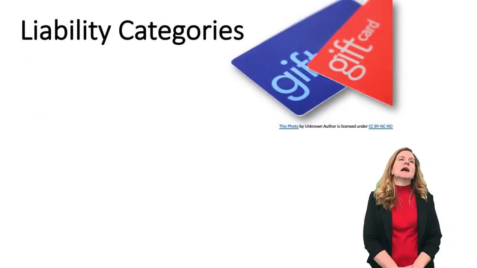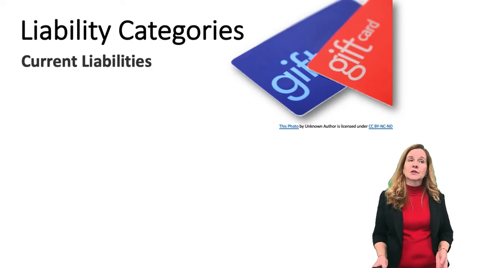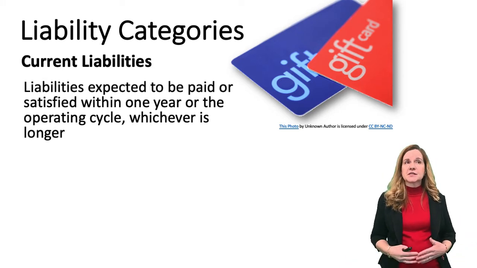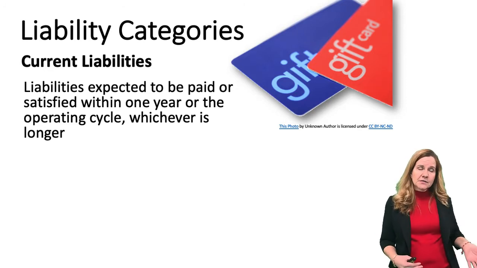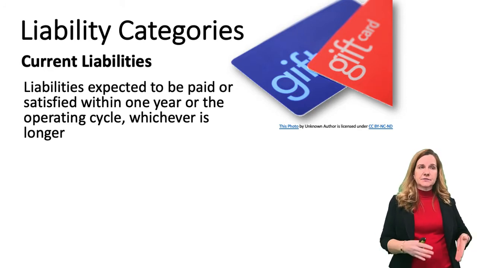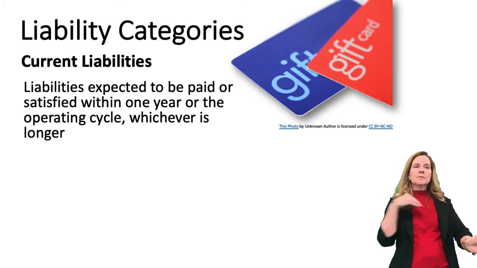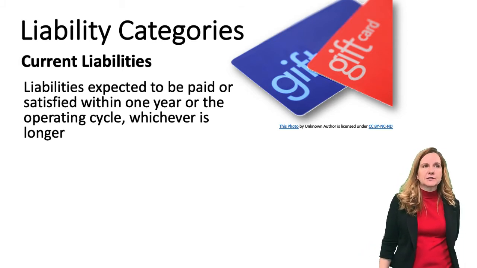Okay, now we're going to look at liabilities. There are two categories for liabilities. The first one is current liabilities. Current liabilities are liabilities that we expect to pay within the year or the operating cycle, whichever is longer. So remember, when we're looking at these time periods, we're always looking at the end of the current year and the 12 months after. So if we're going to be paying it in the 12 months after the end of this current year, then it is a current liability.